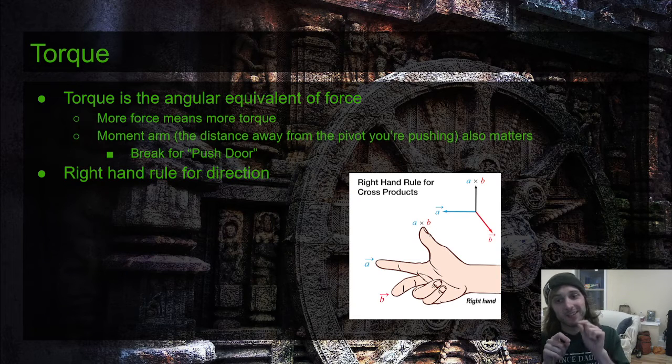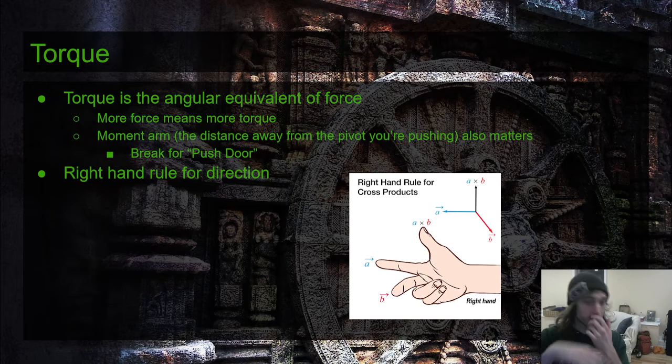Cross products scale based on the angle between the two vectors that you're multiplying. So torque also scales based on how you push it. And we'll deal with that when we actually get the equation up on the screen.